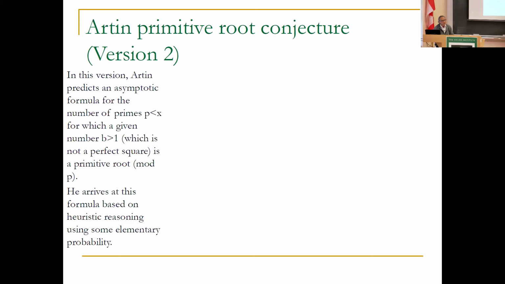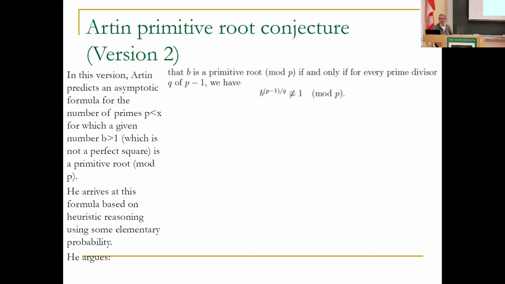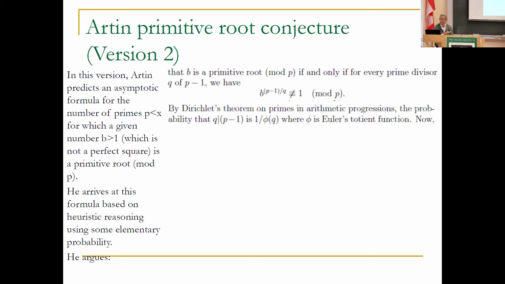So Artin arrives at this formula based on heuristic reasoning and elementary probability. And so how does that go? Well, B is a primitive root mod P if and only if B does not have smaller order. The order, whatever order it may have, has to divide P minus 1. So you have to check that B to the (P minus 1)/Q is not 1 for every prime divisor Q. So this is what you have to check.